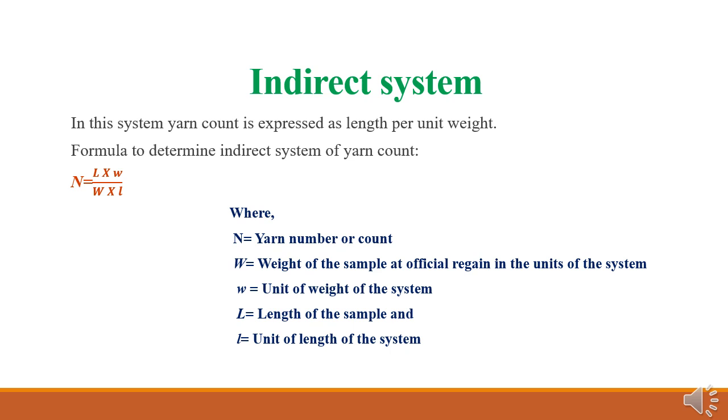Now, I will discuss the indirect system of yarn count. In this system yarn count is expressed as the length per unit weight of the yarn. Here weight is fixed and length is variable.